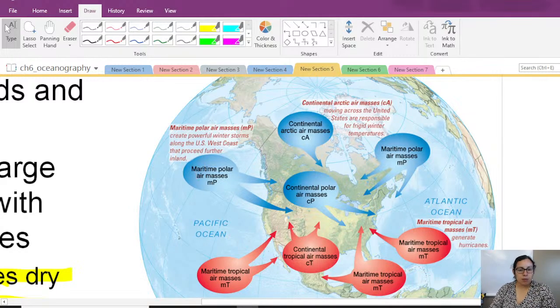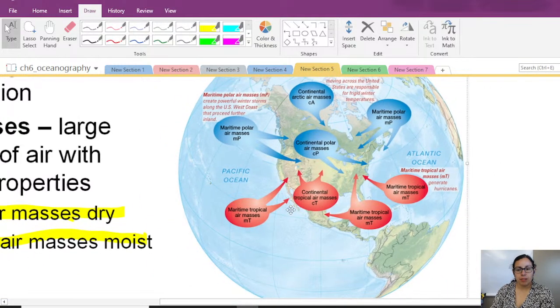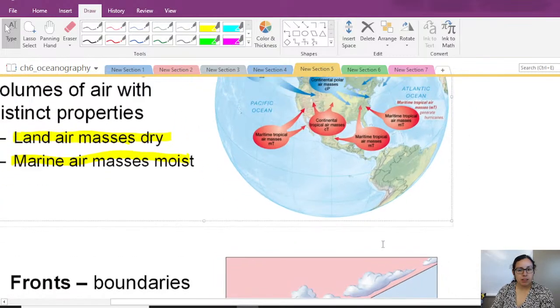You can see a maritime polar air mass coming in, and see where your continental polar air mass is generated. You can see your air flowing from the oceans to our continents here. And of course, this kind of airflow tends to generate hurricanes with our tropical air mass.